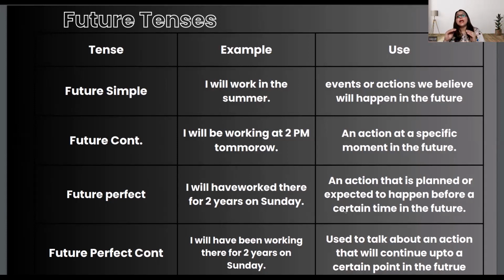And future continuous, an action at a specific moment in the future. That is, I will be working at 2 p.m. tomorrow. And future perfect, an action that is planned or expected to happen before a certain time in the future. I will have worked there for 2 years on Sunday. And future perfect continuous, used to talk about an action that will continue up to a certain point in the future. I will have been working there for 2 years on Sunday.